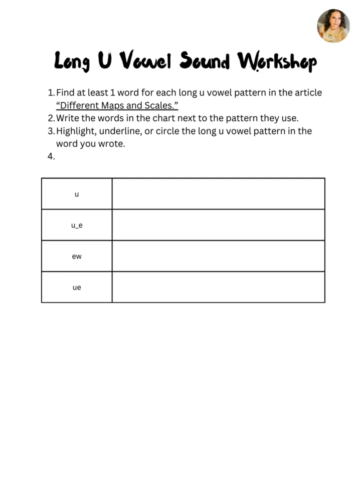Welcome to your table group workshop. You're going to find at least one word for each long U vowel pattern in the article Different Maps and Scales. Go back to the assignment in Canvas and open up the link available to you. Write the words in the chart next to the pattern they use, and then highlight, underline, or circle the long U vowel pattern in the word that you wrote. Once everybody is done in your table group, you can go ahead and glue this into your assignment journal and continue answering the 5 questions available. And then you can work on your independent assignment for today.